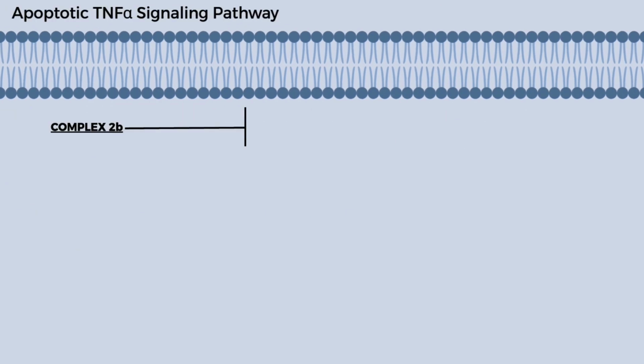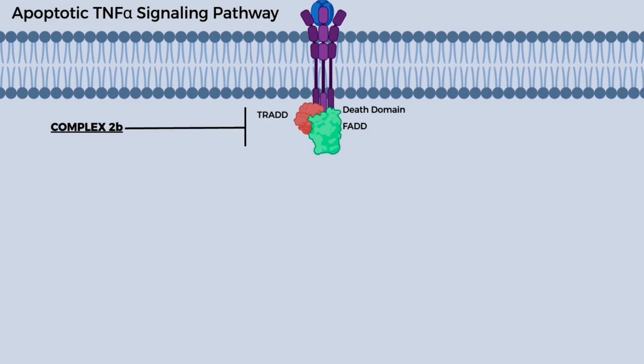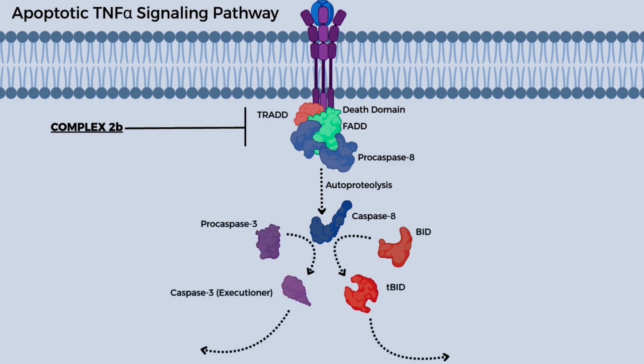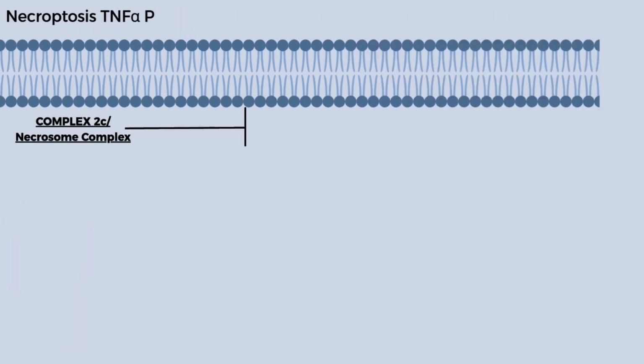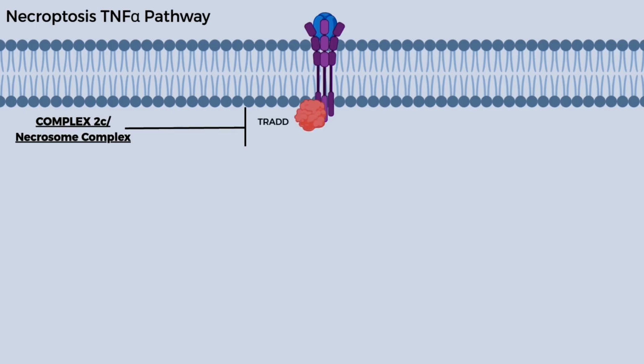When NF-kappa B and MAPK signaling pathways are inhibited, complex 2 forms, which is either RIPK1 dependent or independent. TRADD binds TNFR1, which then recruits FADD, activating caspase 8 and the caspase cascade, leading to apoptosis. Complex 2C, or the necrosome complex, induces necroptosis and inflammation.